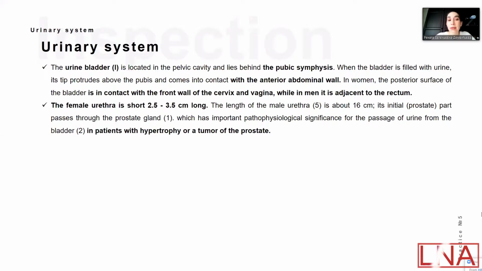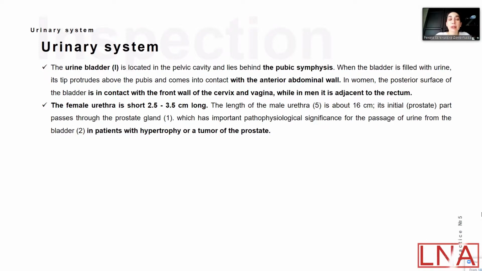The female urethra is shorter, between 2.5 and 3.5 centimeters in length, and the length of the male urethra is about 16 centimeters. The initial, or prostatic, part of the male urethra passes through the prostate gland, which has important pathophysiological significance for the passage of urine from the bladder in patients with hypertrophy or a tumor of the prostate.